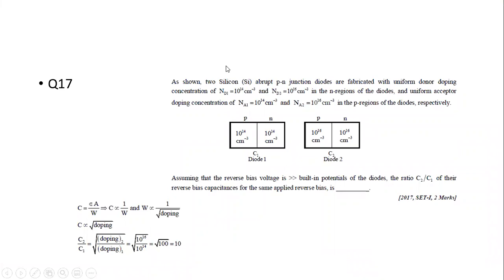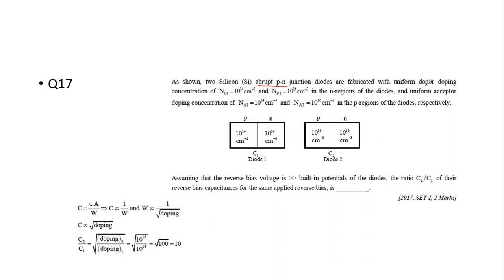Let's continue with question number 17. What is question number 17? Two PN junctions, which are shown in the figure. You are given two PN junctions shown in the figures. These are abrupt PN junctions.